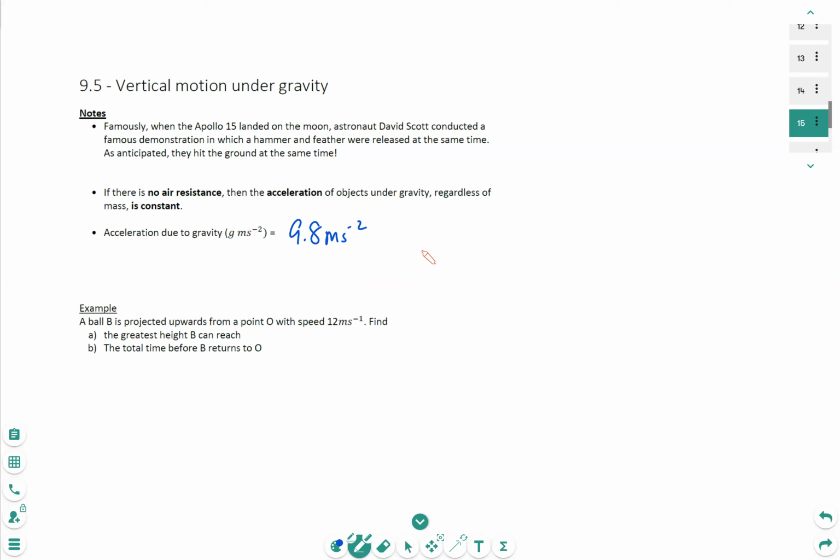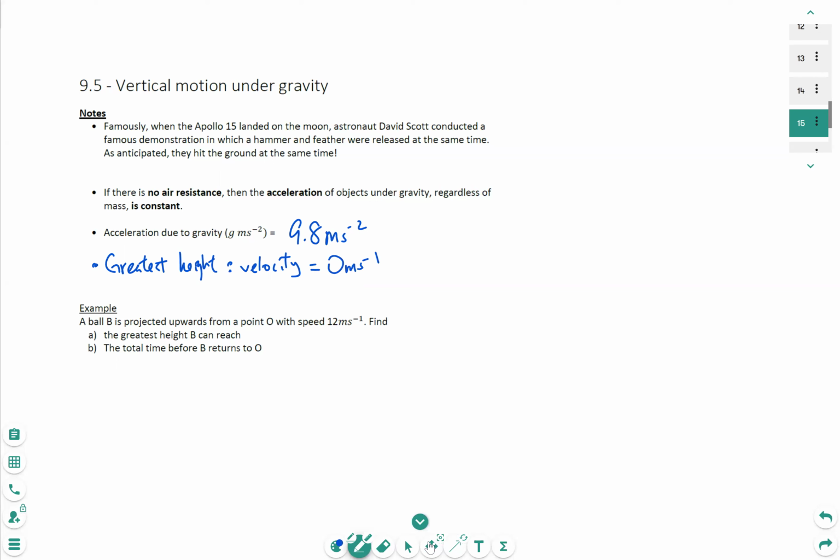One thing I do want to mention here, as a note: at the greatest height, the velocity is 0 meters per second. I'll explain that in the example below.